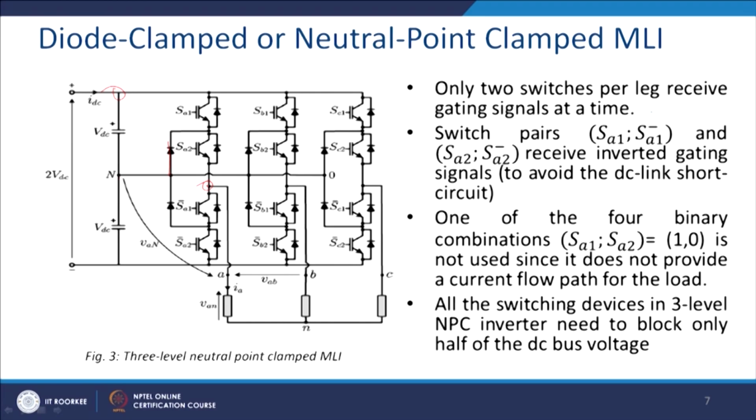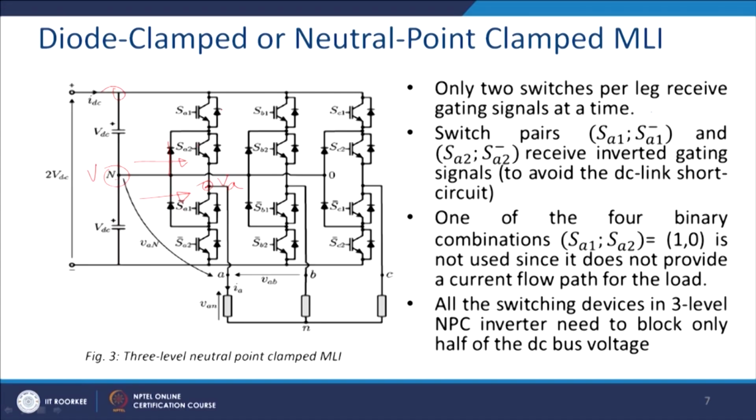Now, if you want to connect this point here, depending on the polarity, whether this voltage, let us say VA, is greater than VN, then you will trigger this device and this device. Previously S1 and S2 were on, and then S2 and S1 prime will be on.